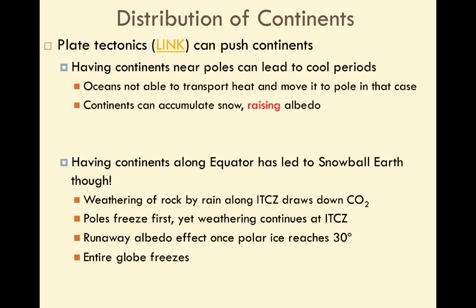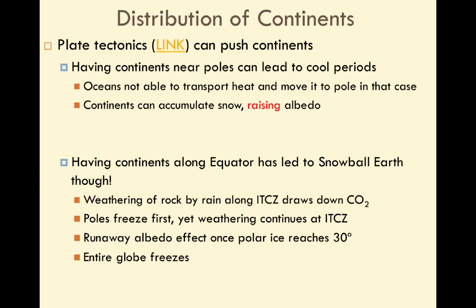How this happens is there's a process by which the weathering of inorganic rock, which we'll look at in the carbon cycle, by rain can actually draw down atmospheric CO2 on millions of years timescales. So if you position continents at the ITCZ, the very warm part of the world where there's a lot of rain, you get rain on rock, and eventually you'll draw down CO2 quite a bit over extremely long timescales. What happens next? The poles will freeze first.